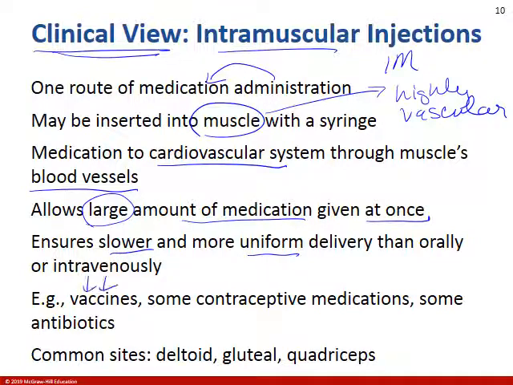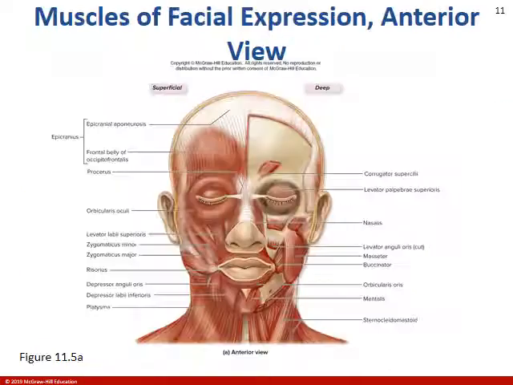And this is how we administer vaccines, some contraceptive medications, and antibiotics. The common sites are going to be the shoulder, deltoid, gluteal, buttocks, or quadriceps, on the anterior portion of the upper thigh.